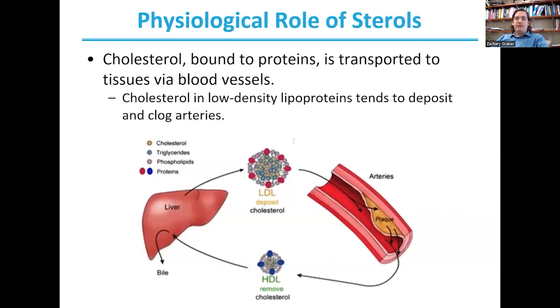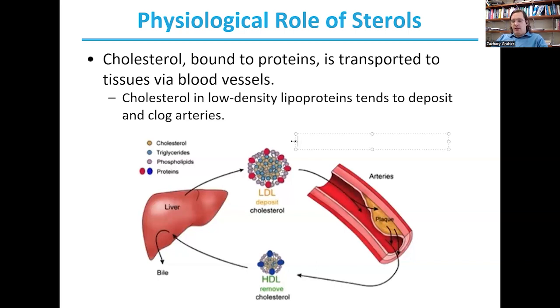LDL and HDL are specifically involved in transport of cholesterol and other fats both from and to the liver. So LDL will be carrying cholesterol and fats out to other tissues, whether it's to use those fats for energy or to store that in our long-term fat storage.